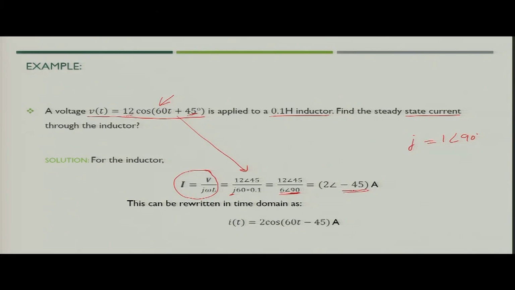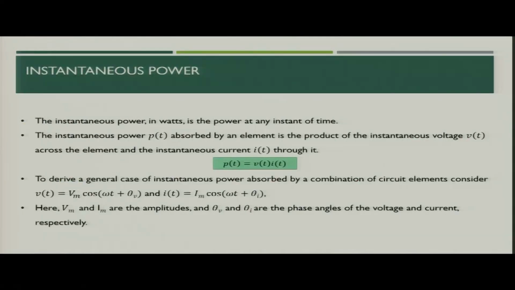So that would be the current value which we get from the inductor, and if you are asked to write it in the time domain, you can simply write, since we know that I is equal to I m cos omega t plus phi is the time domain representation of the current. Here I m is nothing but 2, which we just calculated, then omega t is nothing but 60 t over here, and then phi is minus 45 degree ampere. So with this we can calculate the value of current in phasor domain as well as in time domain.